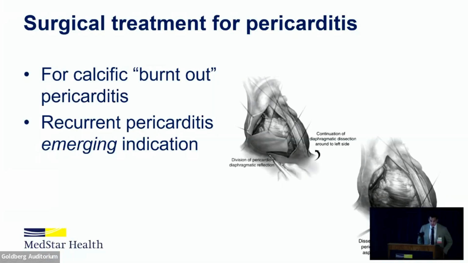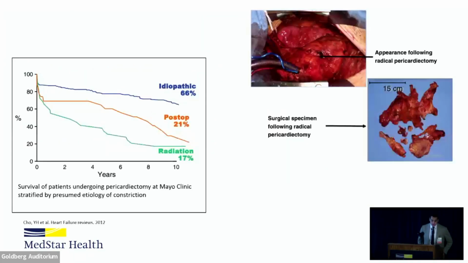And lastly, surgical treatment for pericarditis. This is beyond the scope of our talk, but since we have a very robust team of cardiac surgeons, I've referred patients to them, and one story that I'll share shortly. Pericardiectomy was previously really reserved for calcific burnt out pericarditis, but now there is an emerging role for pericardiectomy for recurrent pericarditis patients as well. So think of those patients who've had significant recurrences in their pericardial disease and are no longer able to tolerate therapy, and really patients where it also has to be a patient-centric choice.